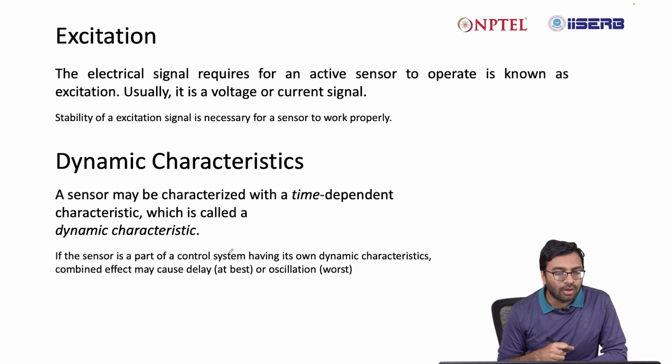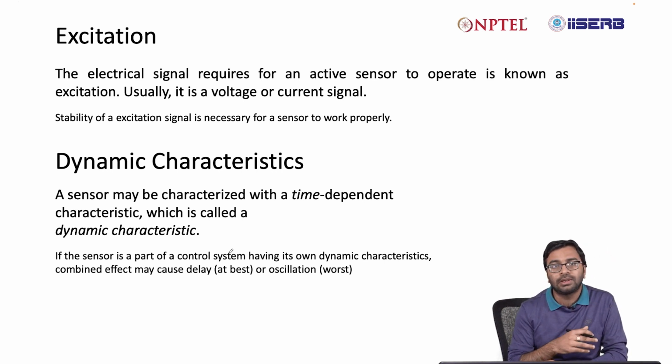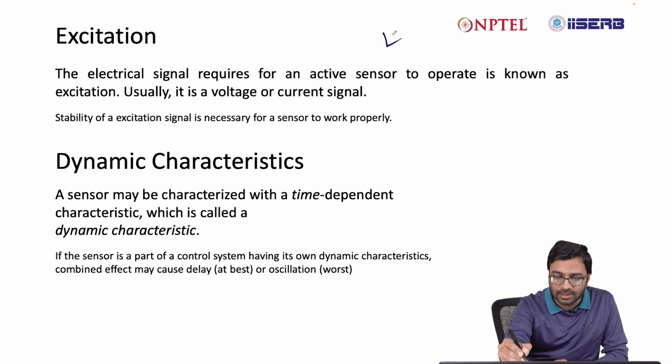So today we will also see two more very interesting sensor parameters. One is excitation. Excitation is the electrical signal required for an active sensor to operate. For each active sensor, you need an external signal, voltage or current, to make the sensor work. For example, if you have an active sensor, say a thermistor, that thermistor itself cannot work.